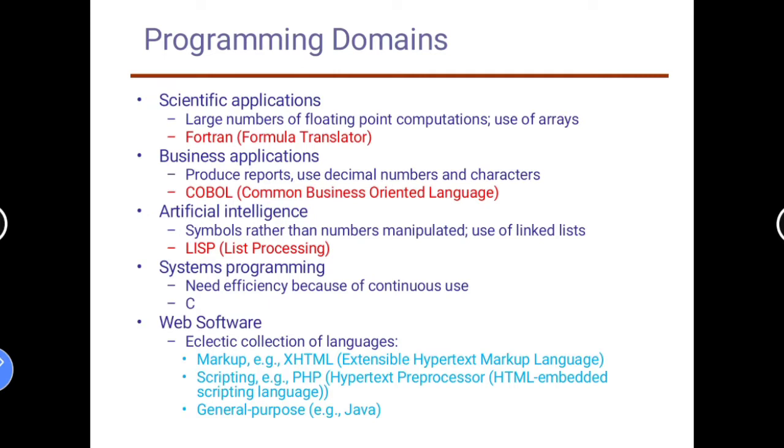Suppose we need to talk directly with the machine, that is the CPU. That type of programming is done in C. For web software, a collection of languages is used, because we do browsing on the web browser. Everything is a web application. So for this we have markup, for example XHTML, extensible hypertext markup language. Scripting, that is PHP, hypertext preprocessor. HTML embedded scripting language. General purpose, for example Java.